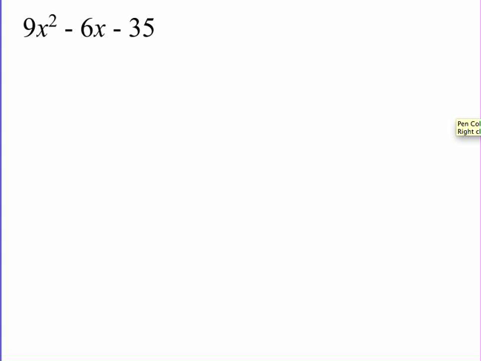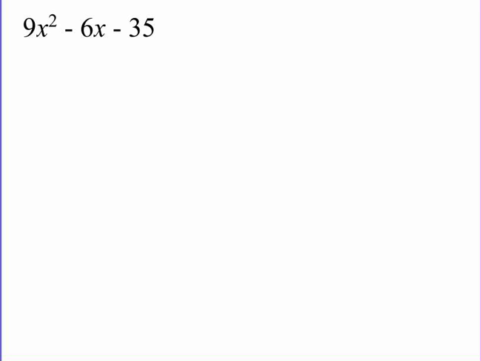9x squared minus 6x minus 35. Question: with a problem like this that has 3 numbers, is it going to have 3 sets of parentheses? No, and you'll see. First of all, 3 terms. Is there anything I can take out that's in common? Nope, there's nothing I can take out that's in common.